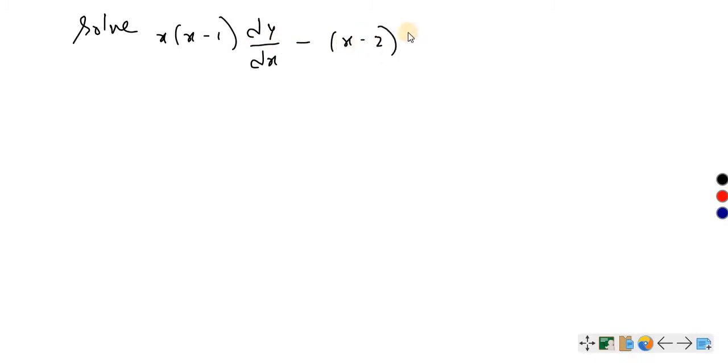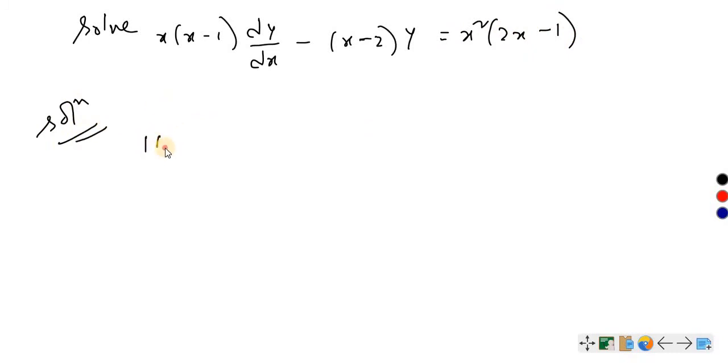Say we have the question: solve x(x − 1) dy/dx − (x − 2)y = x²(2x − 1). So this is the question we have. Let us see the solution part of this.